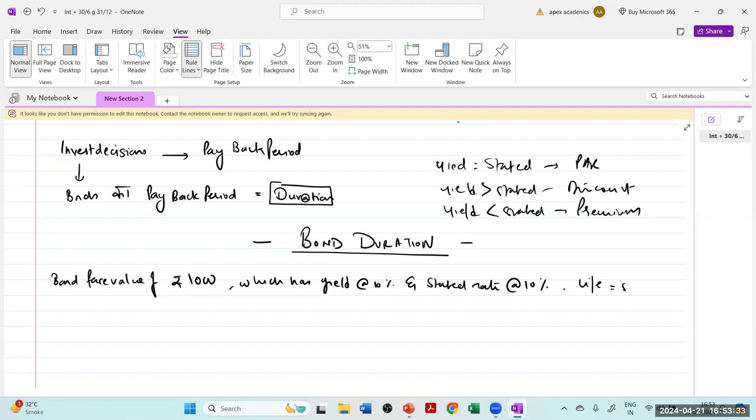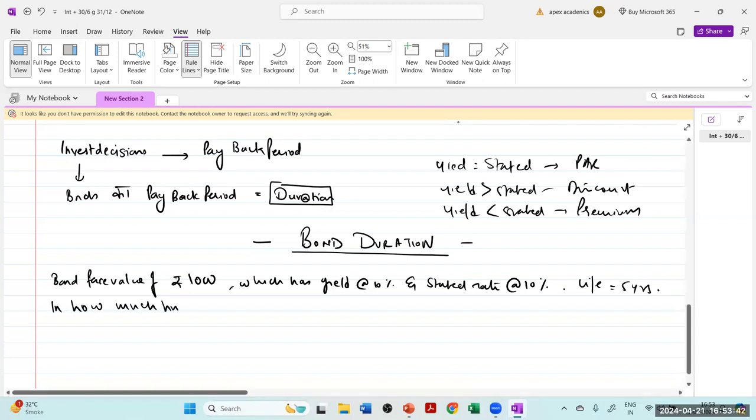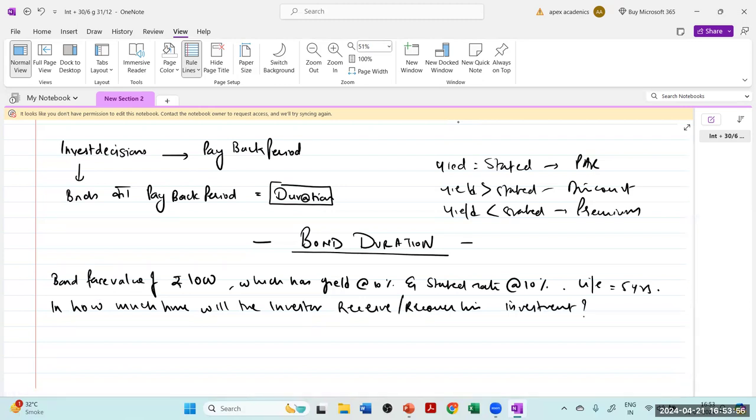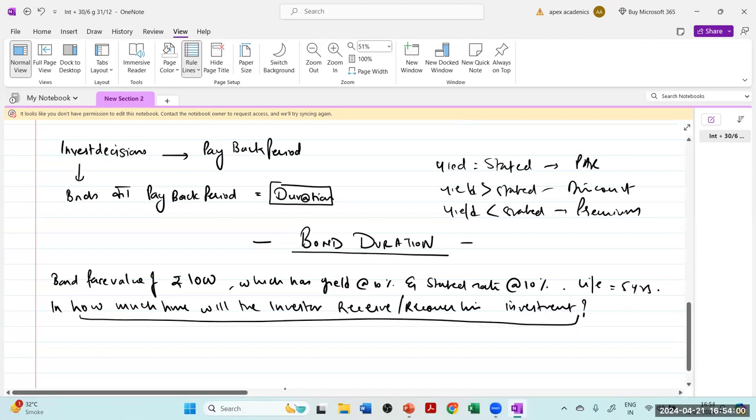The bond has a yield of 10% with an annual stated rate of 10%. The life of this bond is 5 years. In how much time will the investor receive or recover his investment? In capital budgeting this is nothing but the payback period. Here it is nothing but duration.